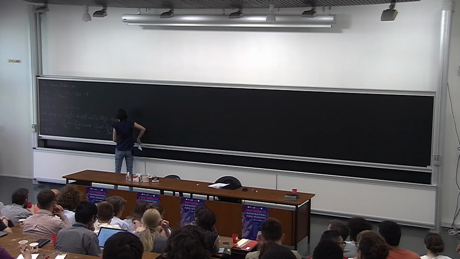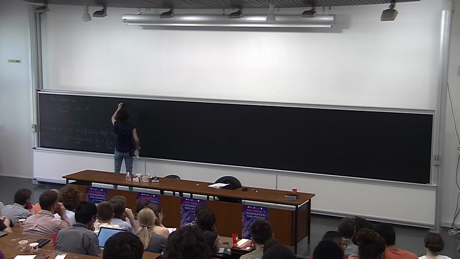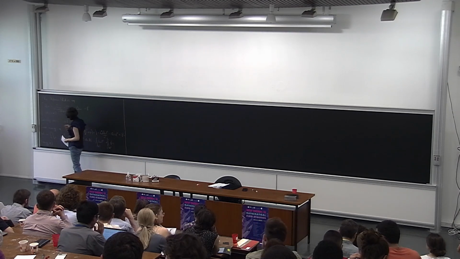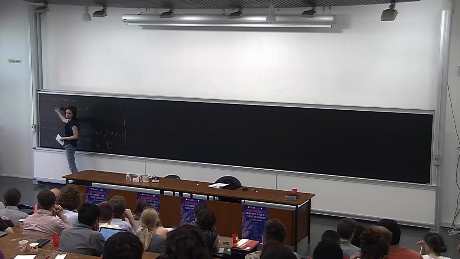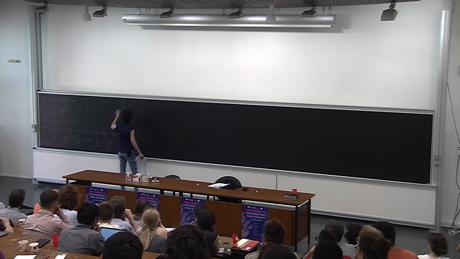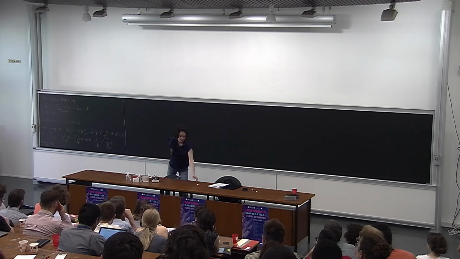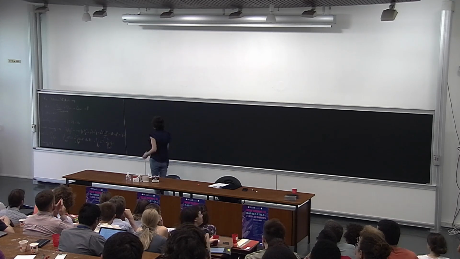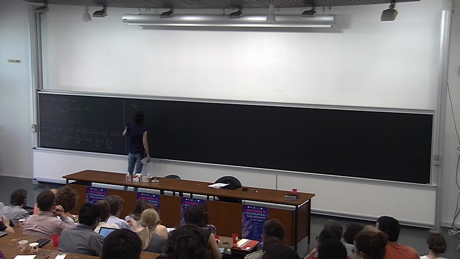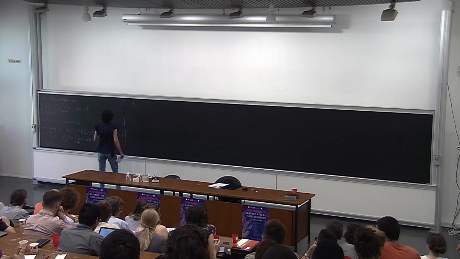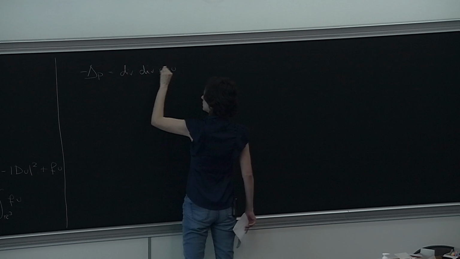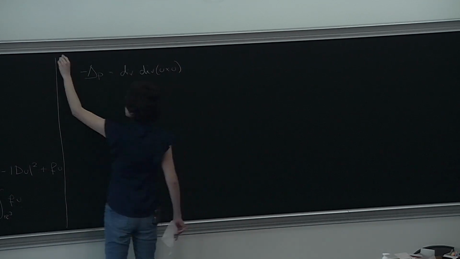OK, then what else? The role of the pressure. OK, the role of the pressure is to keep incompressibility. So it has to compensate for the divergence that is created by this term along the equation. So to study this, I take the divergence of the equation, and I find that minus Laplacian of P is equal to the divergence of divergence of U tensor U, when f is 0, let's say.